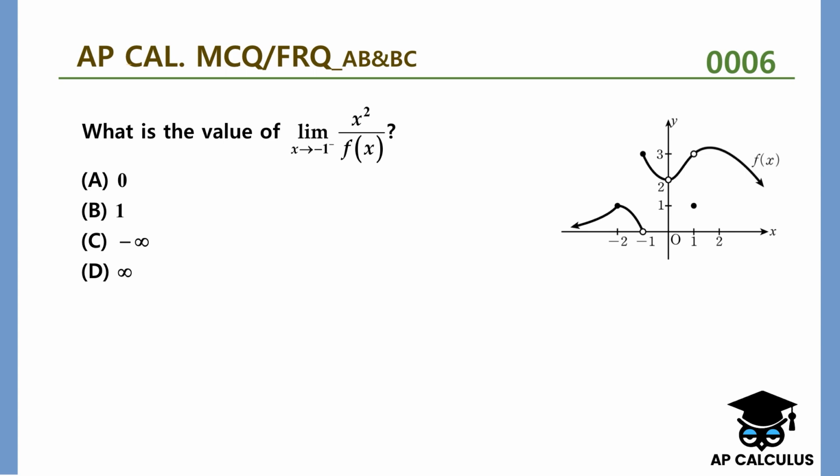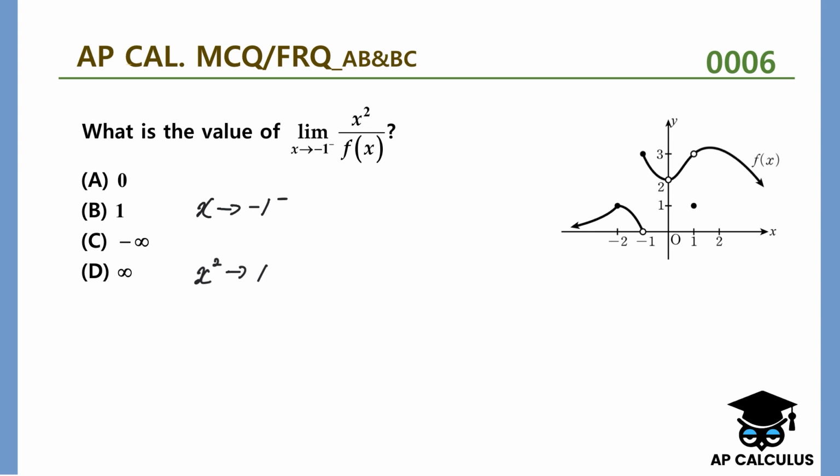Question number 6. What is the value of the limit as x approaches -1 from the left-hand side of x squared over f of x? So let's say x approaches -1 from the left-hand side. Then what about x squared? X squared approaches -1 squared, that's +1, right? But is it from the right-hand side or left-hand side?